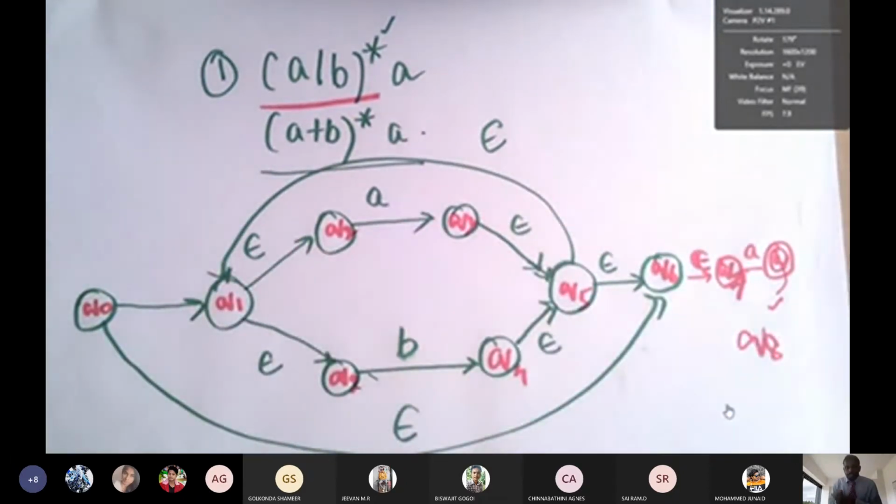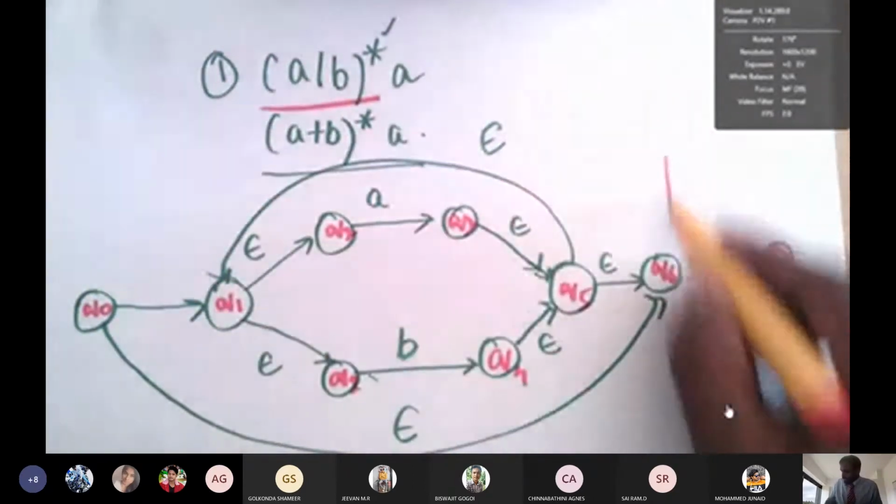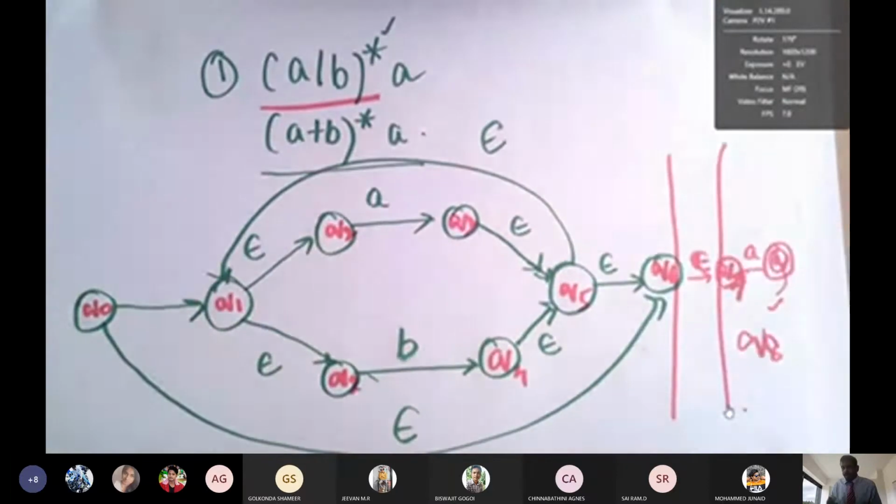There are no issues in that. So the first sum is done. What we have done here is that this is a single section. We have connected this with epsilon, and we have just moved to the next section.